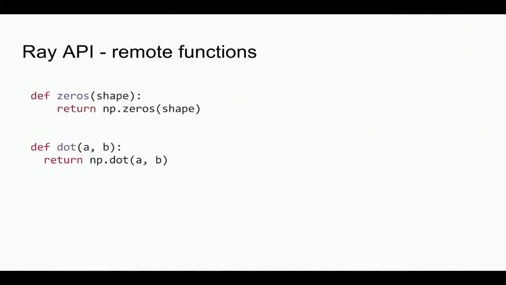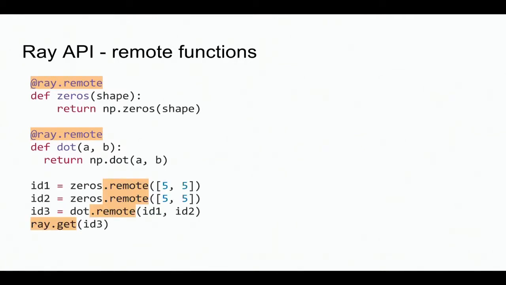Well, here are a couple regular Python functions. The first one creates a matrix of zeros, and the second one multiplies two matrices together. To translate this into Ray, we would first add this ray.remote decorator on the top of these functions. That turns it into a remote function. And now, when we call one of these remote functions, whereas normally in Python it would block, execute the function, and return the result, here it is immediately returning a future, or an object ID, and then creating a task that is scheduled somewhere in the cluster.